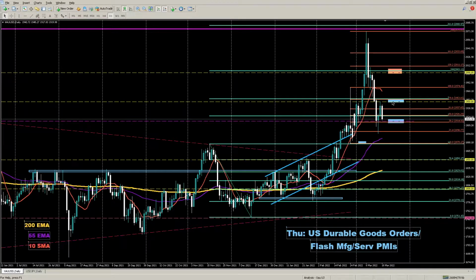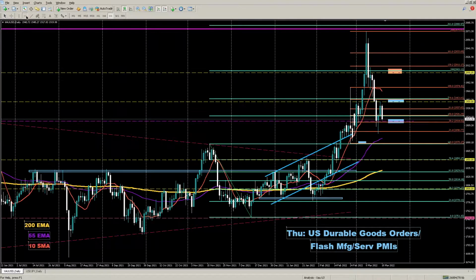Then it managed to recover and climb back up into what was supposed to be a support, but is now a resistance area, at the round figure of 1950. So it did drop to a low below the 1900, at 1895, before managing to bounce back up. But then on the Friday, it pulled back lower again, right back into the support zone here.